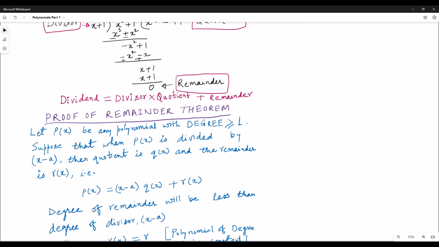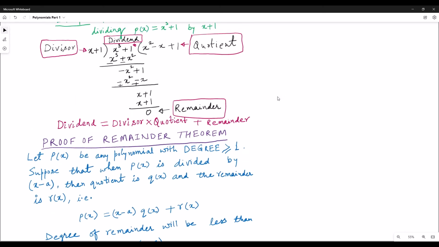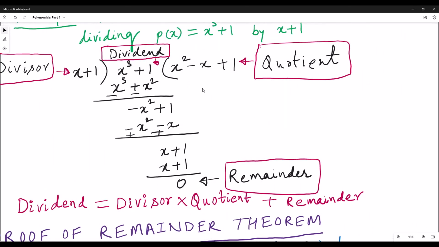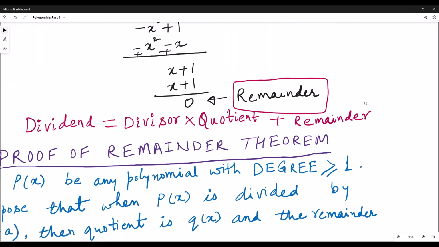Okay. When p(x) is divided by x minus a, when we divide something, one is the quotient and one is the remainder. In division there is dividend, divisor, quotient and remainder. We note that dividend equals divisor into quotient plus remainder. This is the general form.